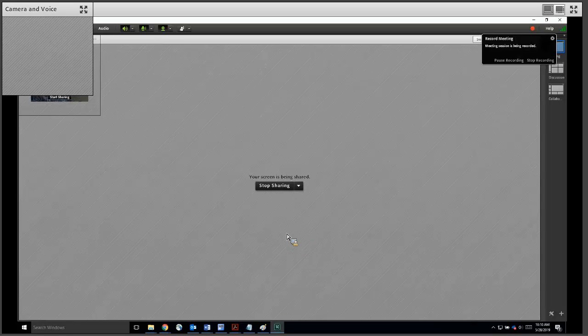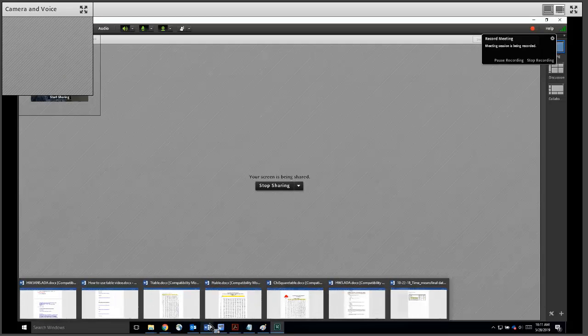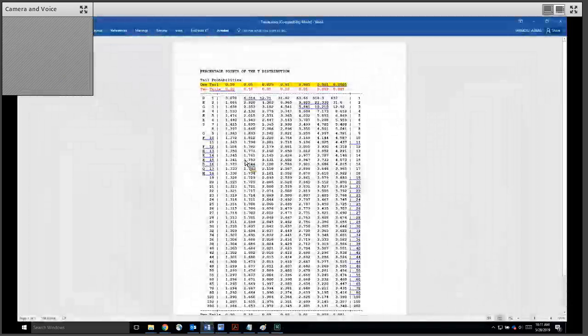Hello, let me go over how you would use the t-table. The t-table has several forms, but basically it is similar to the z-table, a sort of bell-shaped form of table.